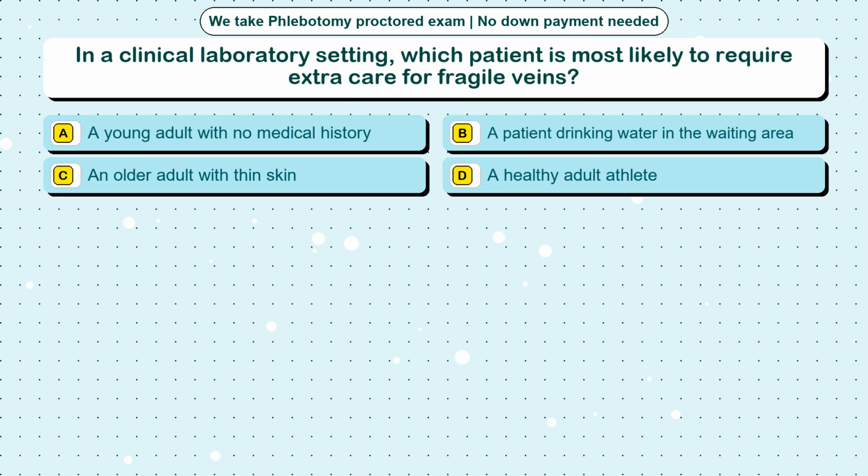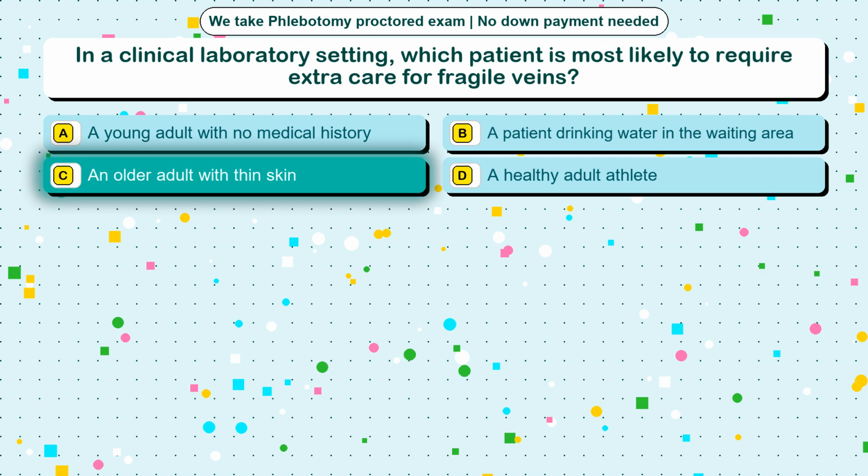Question 78. In a clinical laboratory setting, which patient is most likely to require extra care for fragile veins? Option A. A young adult with no medical history. Option B. A patient drinking water in the waiting area. Option C. An older adult with thin skin. Option D. A healthy adult athlete.